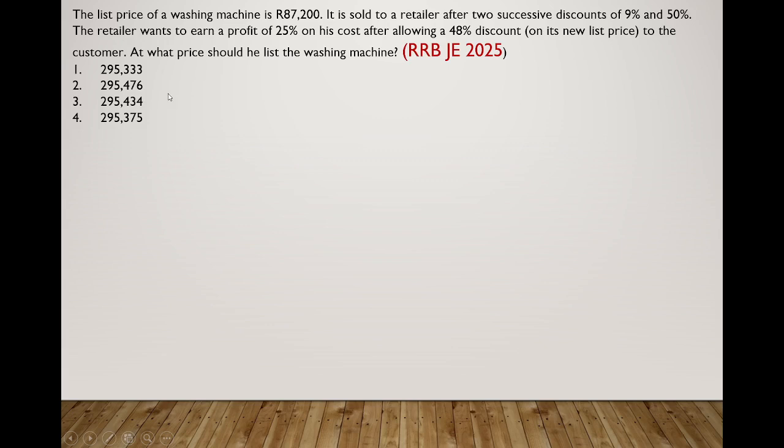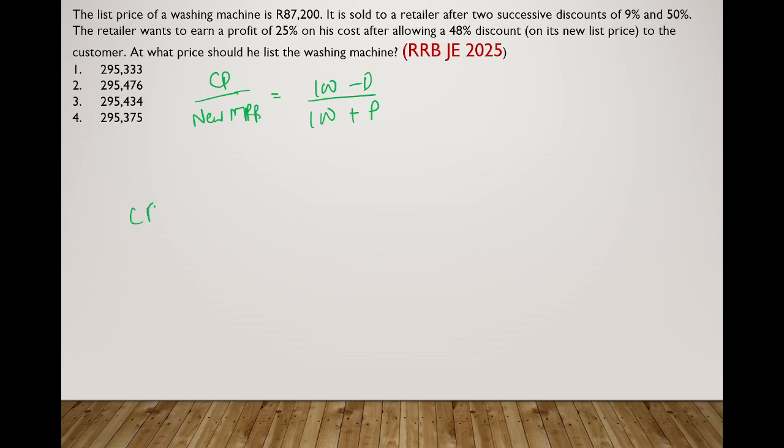This is the last question. This lecture is a little bit lengthy, but we have to do it. The list price of a washing machine is 87,200. It is sold to a retailer after 2 successive discounts, 9% and 50%. The retailer wants to earn a profit of 25% on his cost after allowing 48% discount. We have one formula: CP equals new MRP equals 100 minus discount upon 100 plus profit.